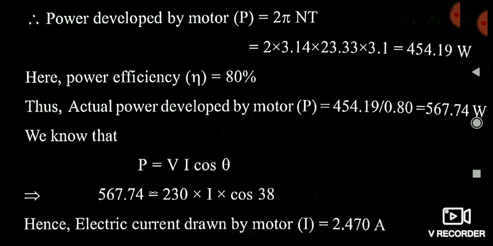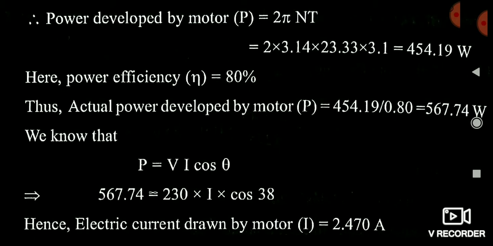After this friends, the efficiency is given, the motor power efficiency. Means how much electrical power produced is used for generating the motor power. Our electrical power is always greater than the motor power. Our electrical power is the input power and the motor power is the output power. So efficiency is equal to output power by input power. So for calculating the actual power, means input power, you can divide by the efficiency, that is 80%, 0.8. So you get the actual power of motor, that is 567.74 watt.